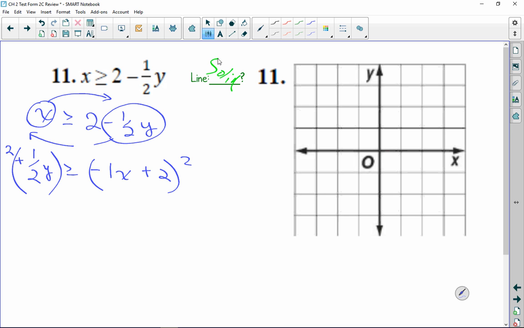But that should be pretty easy. This just cancels out. Negative 2x plus 4. I mean, I could do that right now. Down 2, right 1, down 2, right 1, down 2, right 1. Solid line.